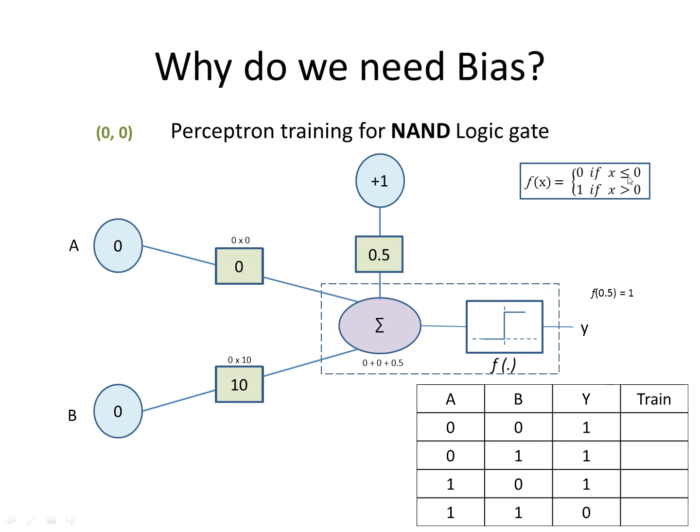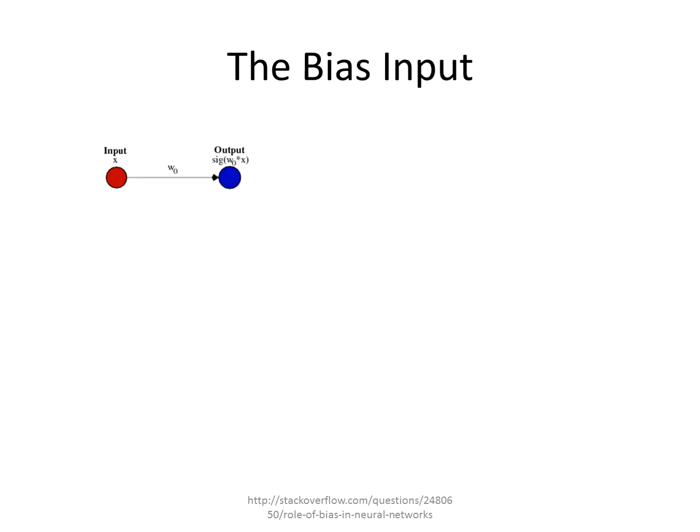Further, the activation function will give me the output as 1, because here the output will be 0 if the summation is less than or equal to 0, and if the summation comes out greater than 0, then the output will be 1. So here we get the output as 1, and accordingly we can move ahead with the training for the NAND logic gate.